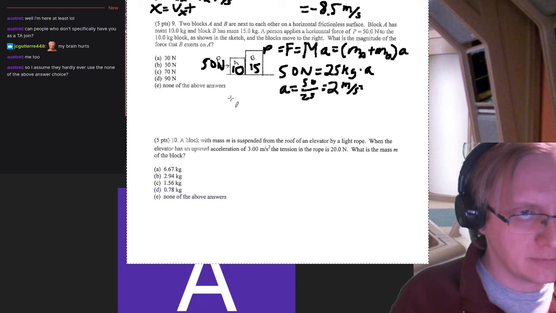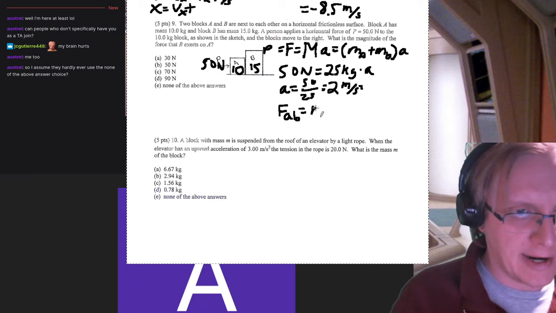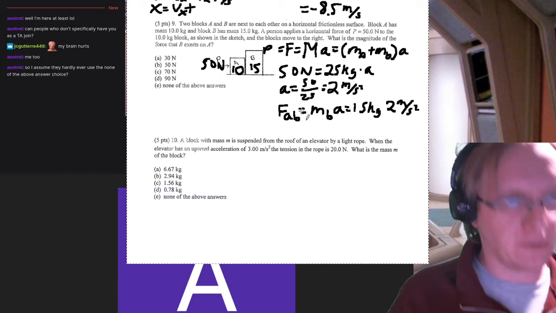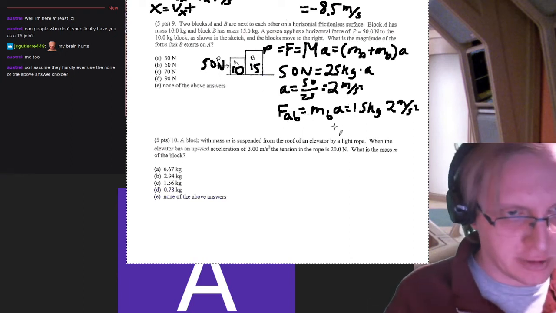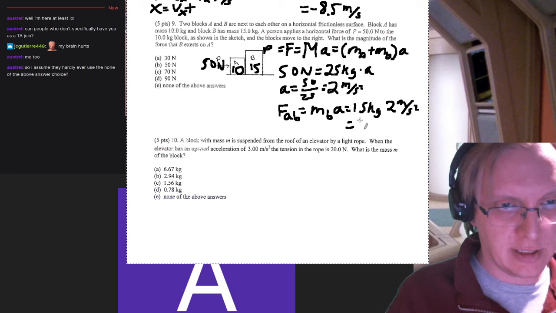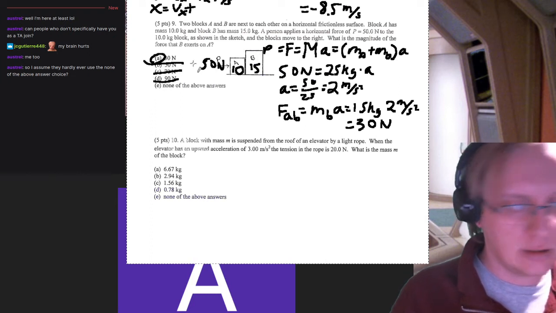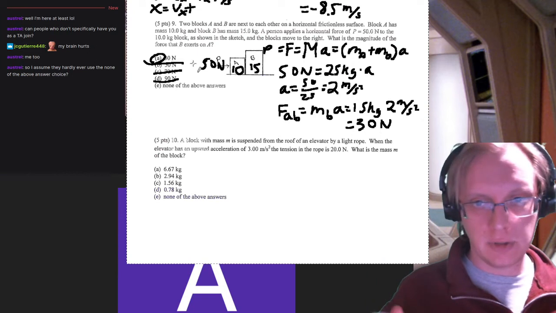Therefore, our force from A to B must be equal to the mass of B times the acceleration. So that is 15 kilograms times the acceleration of 2 meters per second squared, because this is the force required to make B move with this acceleration. If it were not that force, then it would not possibly move. 30 newtons. Ta-da! That's one way to do it. That's the simple, easy way to do it.